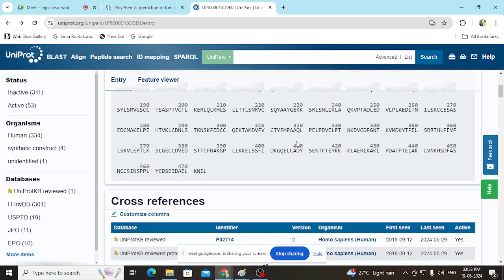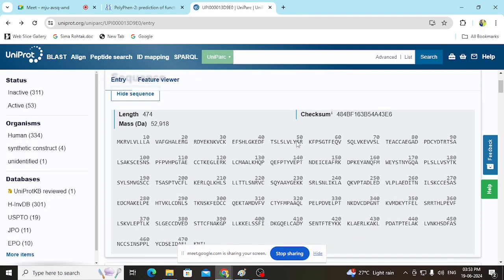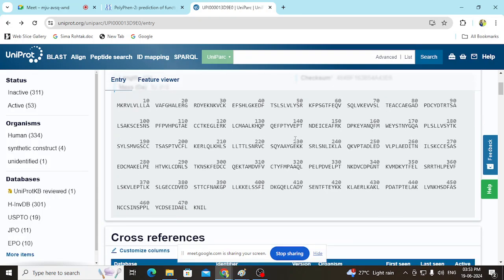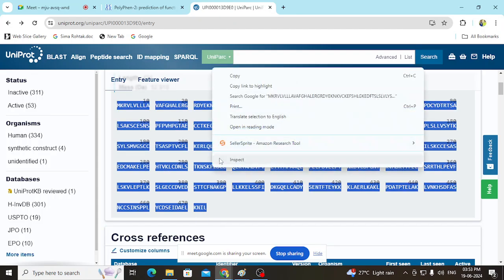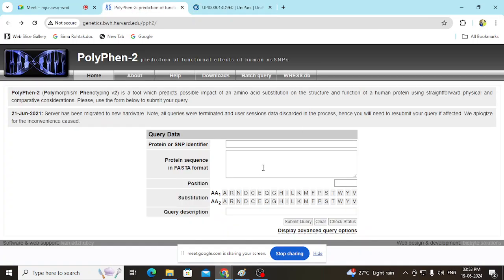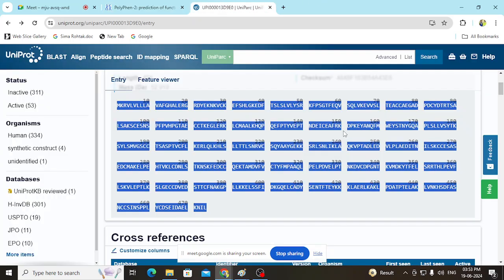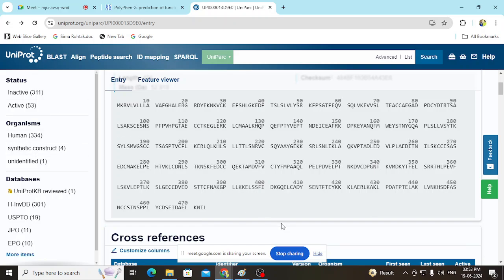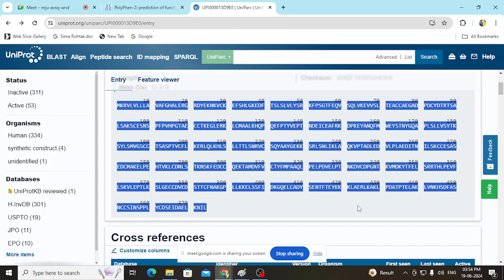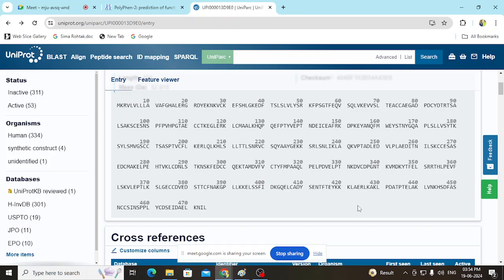Though it is not a typical FASTA, it looks the same. So we'll use this sequence, copy it, and go to this. So what is this sequence? This sequence is for vitamin D3 receptor. Let us calculate how many amino acids are there. These are the single-letter amino acid names. There are 20 different amino acids, and each amino acid is identified by a letter.